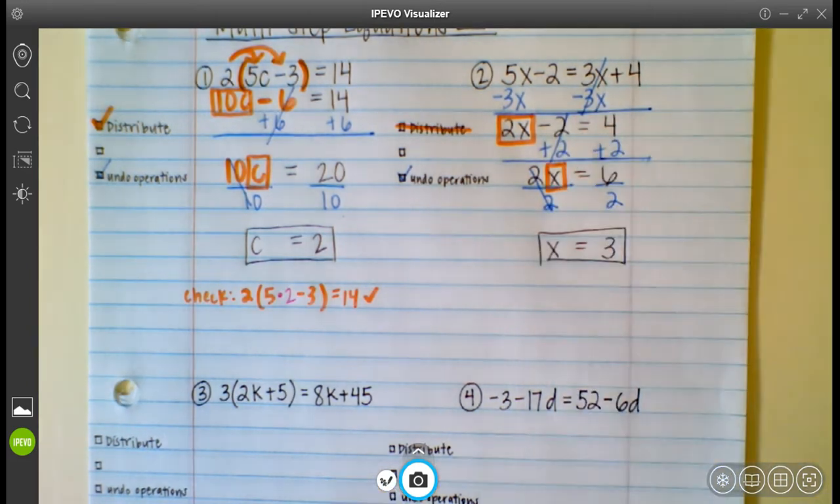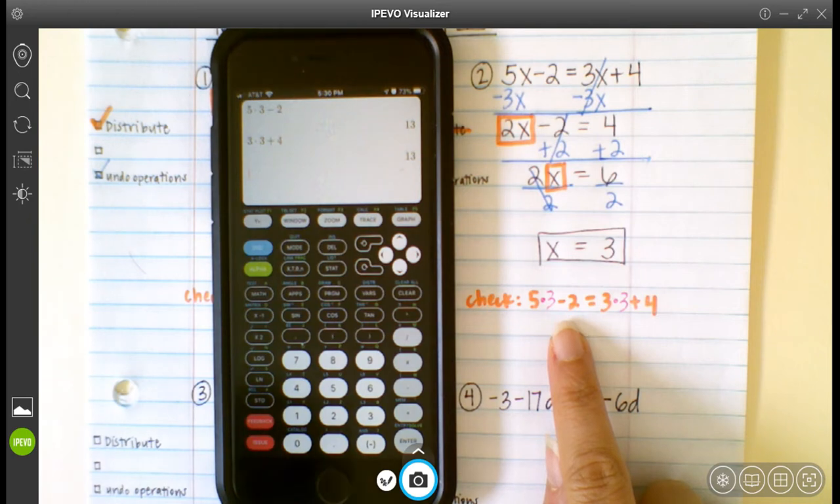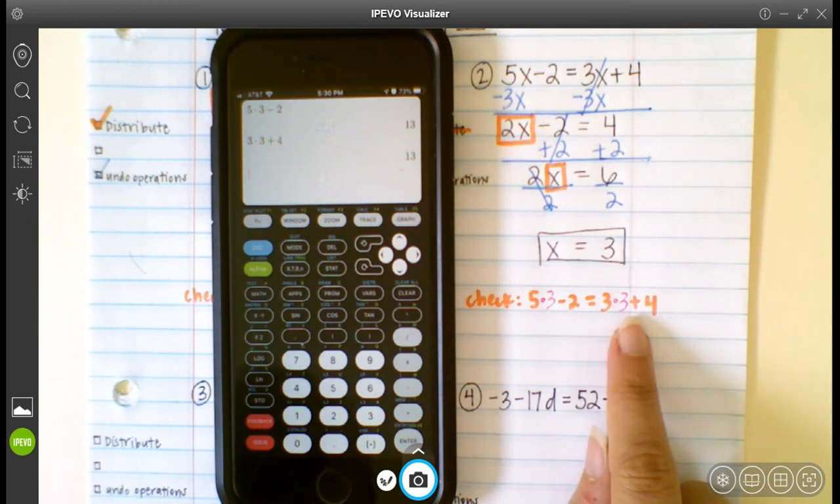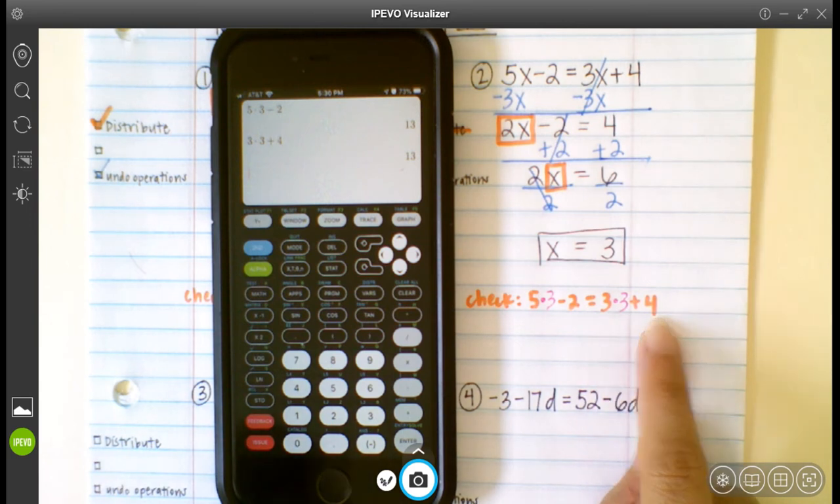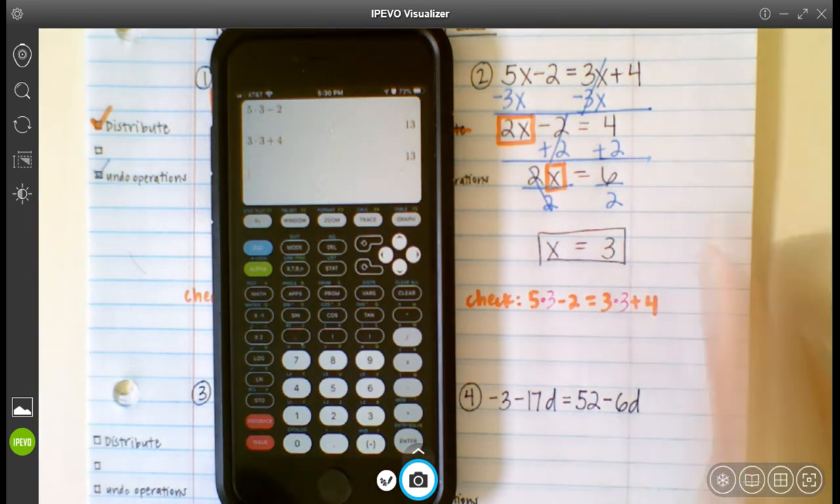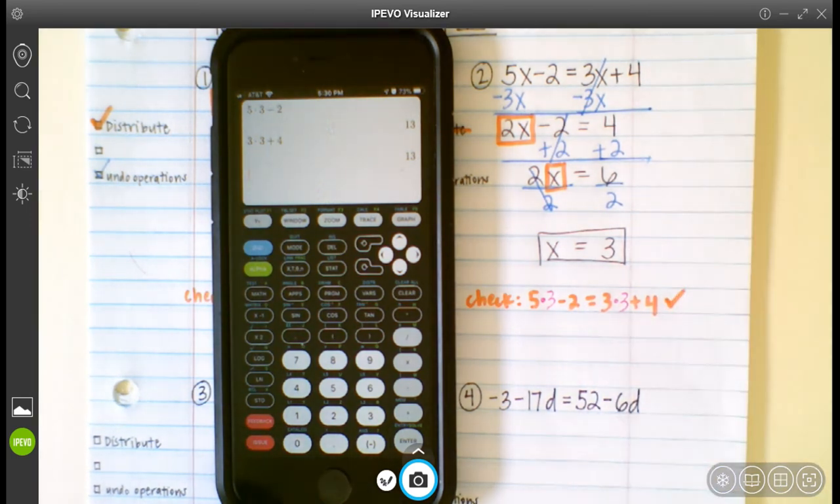Now, of course, take a couple seconds here and check your answer. So when you type in your check, guys, notice that both sides, one from the left and one from the right, equal 13. So if they equal each other, that means that x equals 3 must be our solution.